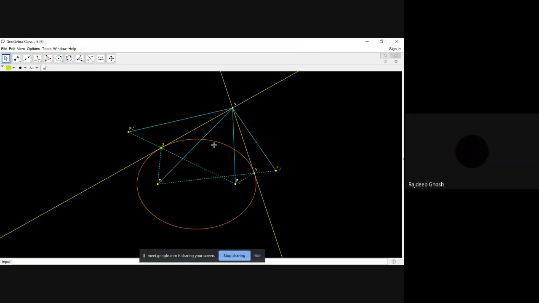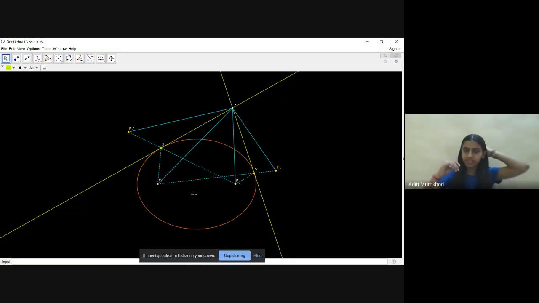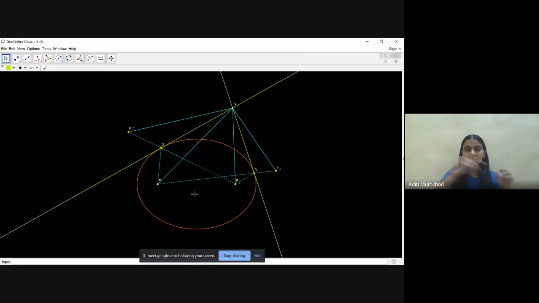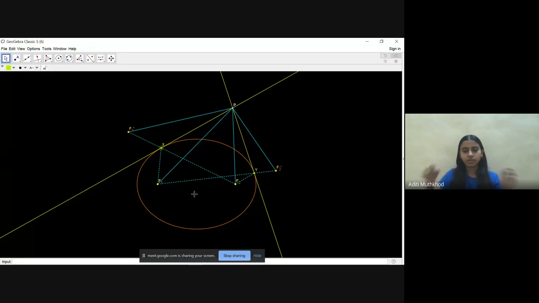I think F1 prime PX and XPF1 are equal. So this is an ellipse, and X and Y are random points, and these lines are tangents to the ellipse at those points. F1 prime is the reflection of F1 in this line, and F2 prime is the reflection of F2 in this line.